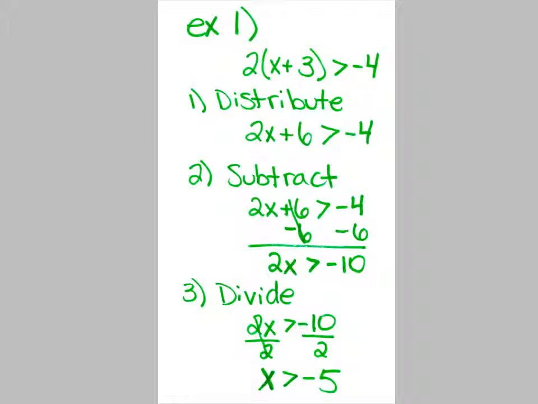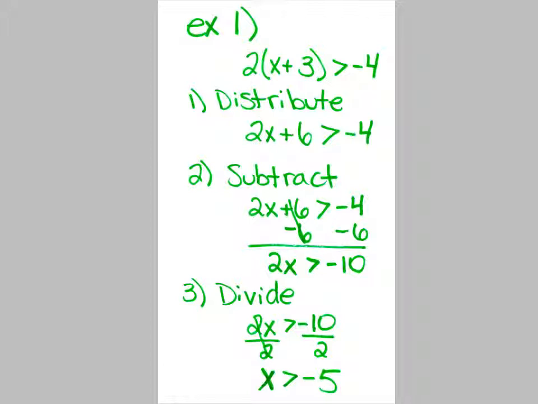Example 1. We have 2 times the quantity x plus 3 is greater than negative 4. So the first step would be to distribute. We want to distribute the 2 into the expression x plus 3. So 2 times x, we get 2x. 2 times 3, we get 6. So we have 2x plus 6 is greater than negative 4.